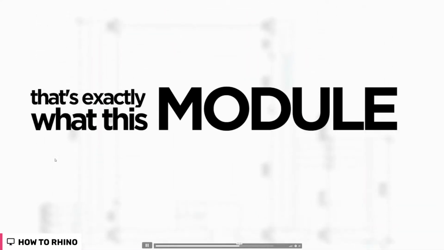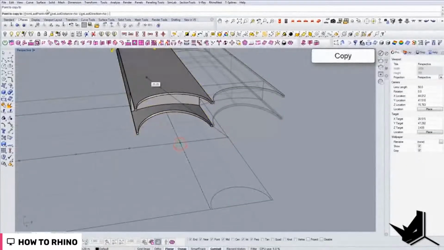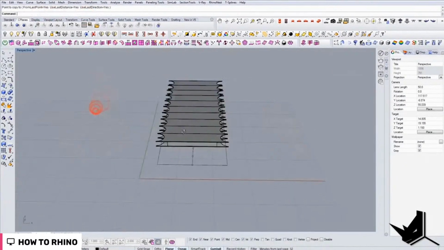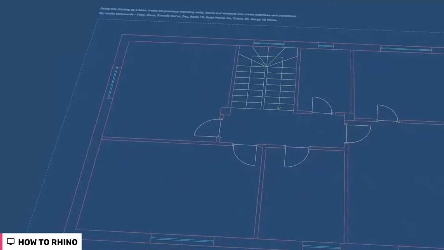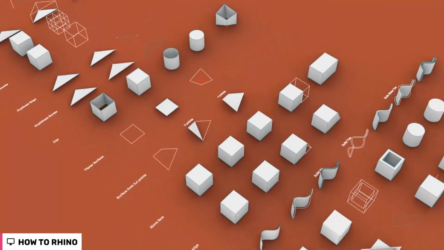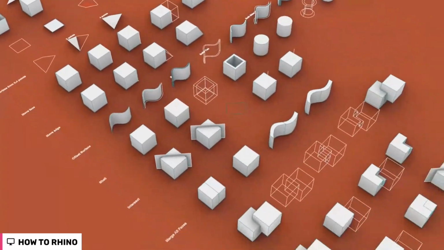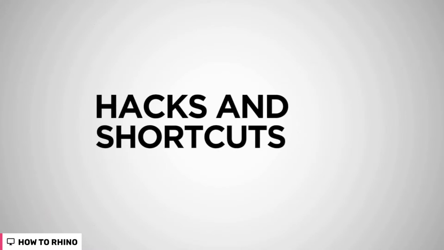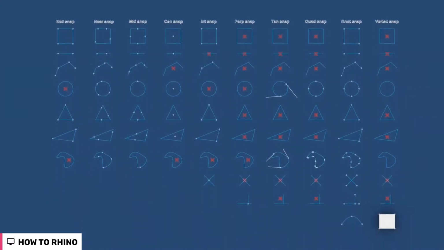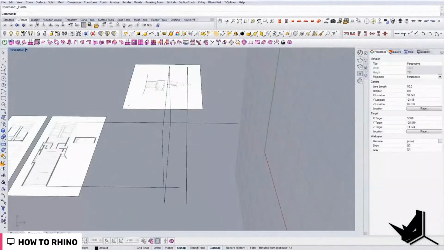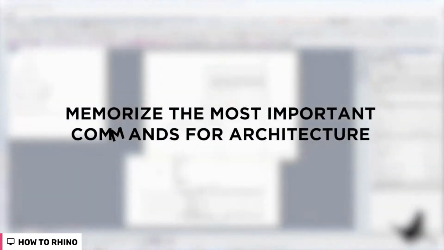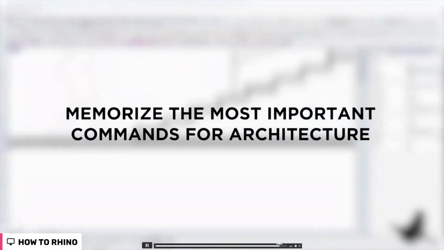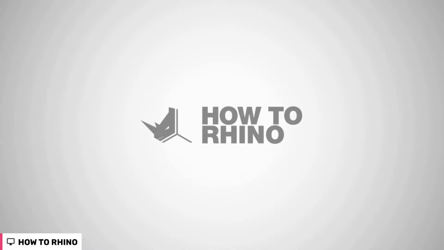That's exactly what this module will help you with. You will not be scared of the complicated interface anymore, as well as Rhino's terminology, and you'll get tutorials that are going straight to the point. They will help you to understand the basics and how to apply them to architectural examples. When it comes to efficiency, you'll learn the smartest tricks, hacks, and shortcuts which will save you tons of time while modeling, and you'll finally be able to memorize the most important commands for architecture and apply them to your own projects.